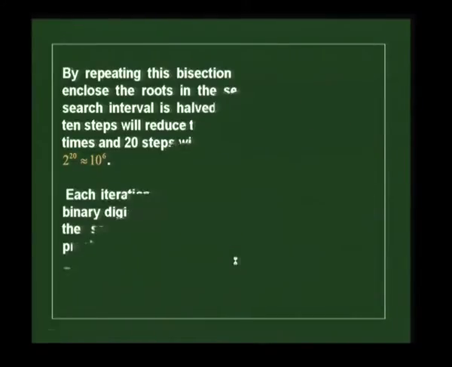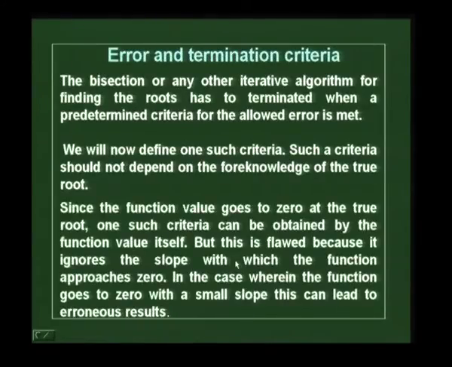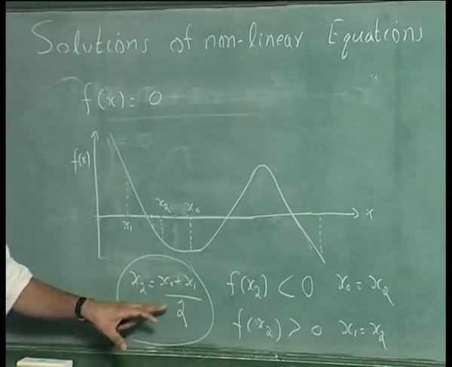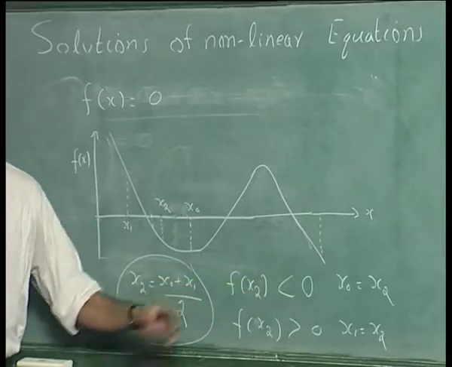Now the question is, how do we actually come up with an idea of what is the accuracy which we require and what is the accuracy which we can get? That's what we summarized here. We have to terminate this iterative algorithm when a predetermined criterion for the allowed error is met. So we cannot ask the iteration to be continued till f of x goes to 0 exactly, because it's a floating point operation. So we cannot get exactly to 0.